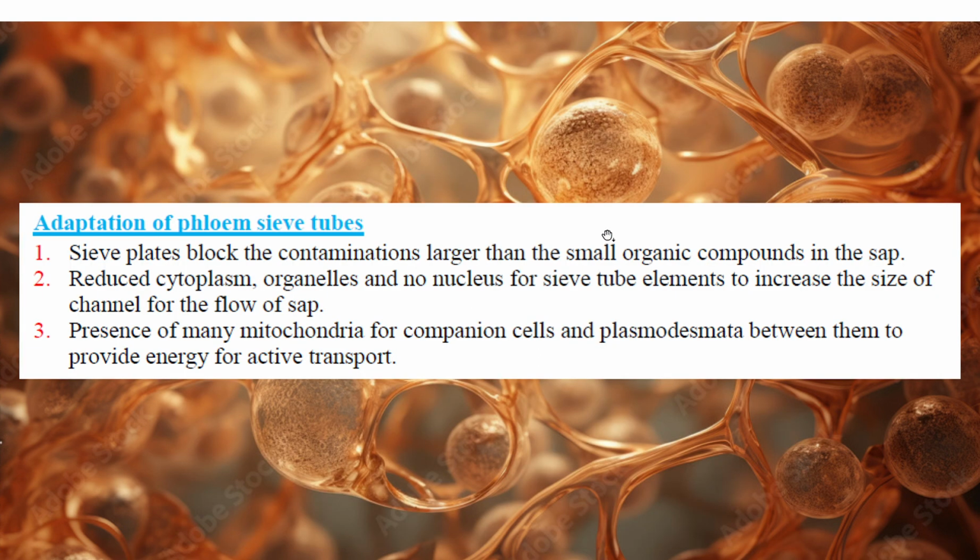Very smart design. Okay. Adaptation of the phloem sieve tube. Okay. The sieve plate blocks contamination larger than the small organic compounds in the sap. Reduced cytoplasm and organelles, so no leakage, for the sieve tube element, to increase the size of the channel for the flow. But the phloem is still a living cell, not like the xylem, which is a dead cell. Presence of many mitochondria in the companion cell, and plasmodesmata between them, to provide energy for active transport.